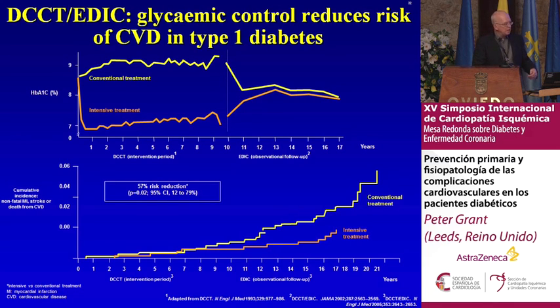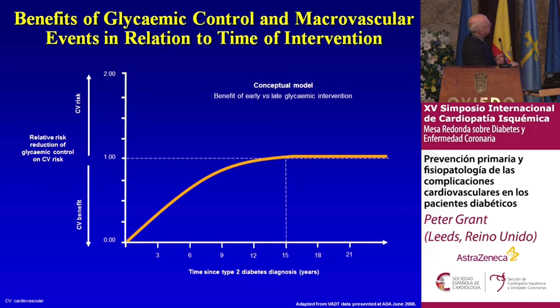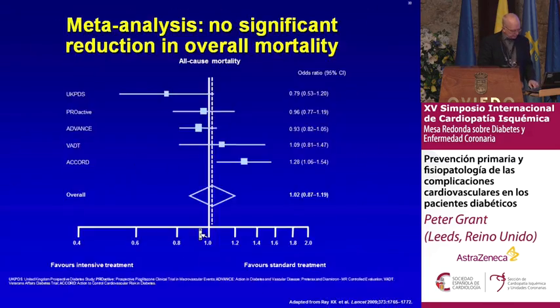Very much what the UK-PDS study showed as well in type 2 diabetes. So it's led to the idea that if you're going to treat glycemic control in relation to cardiovascular outcomes, you have a window of opportunity shown here where you should be trying to treat intensively early on, and after that time you will hope to get the kind of benefits described in UK-PDS and DCCT.